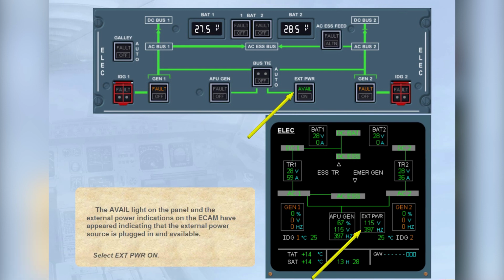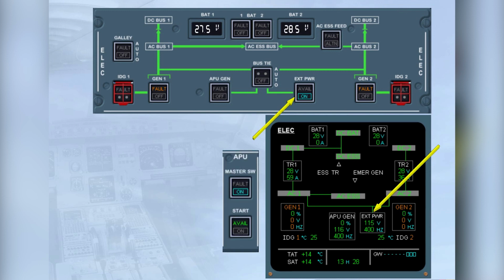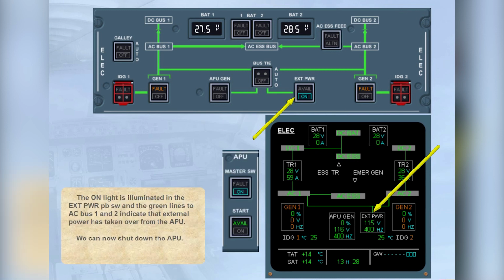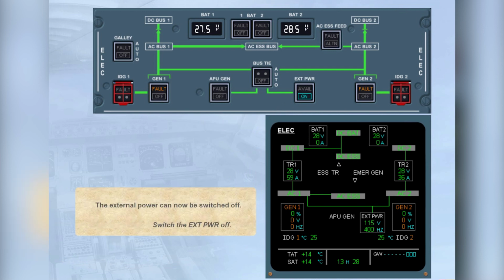Select External Power On. The on light is illuminated in the external power push-button switch, and the green lines to AC bus 1 and 2 indicate that external power has taken over from the APU. We can now shut down the APU. Shut down the APU. The external power can now be switched off. Switch the external power off.